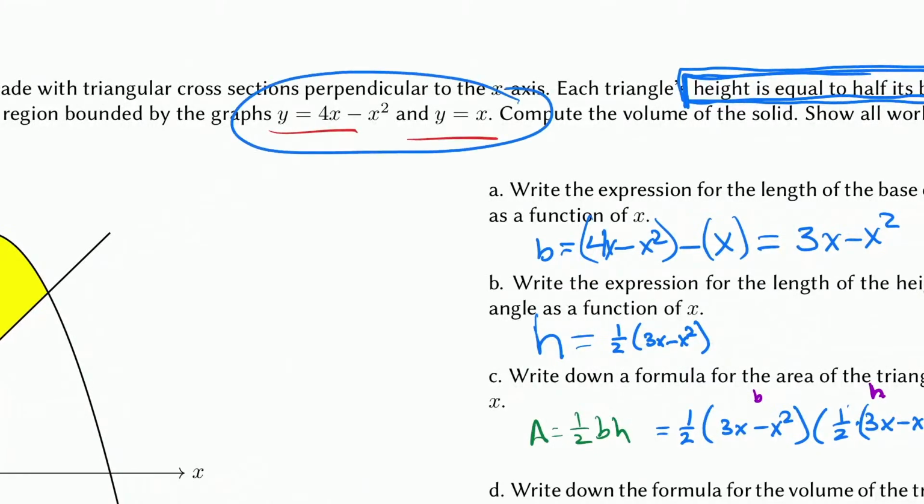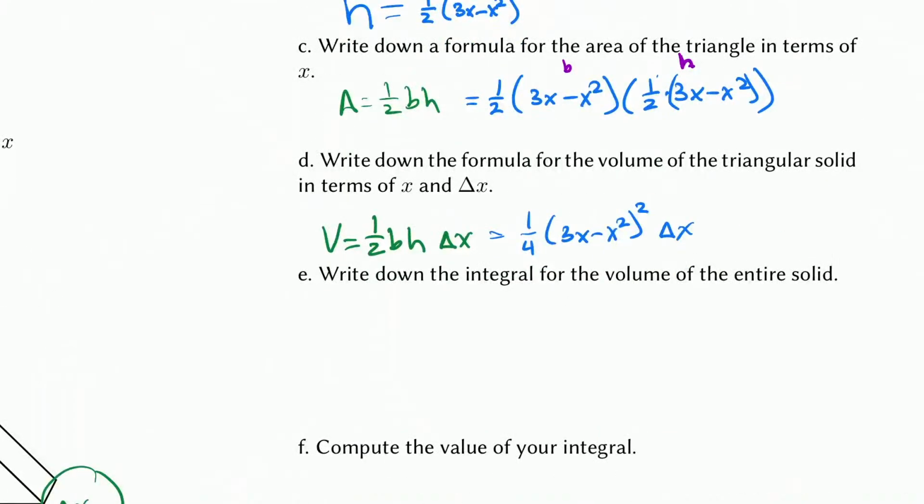So here's your homework for tomorrow. So here, I'll even get this started. Here we are, 1/4 times 3x minus x squared quantity squared dx. You might want to expand this using FOIL before you do your antiderivative, but here's what you're going to need to do.